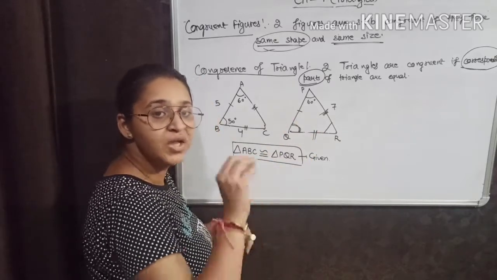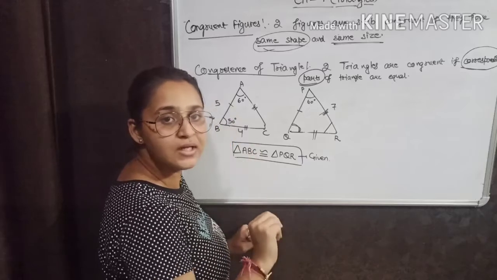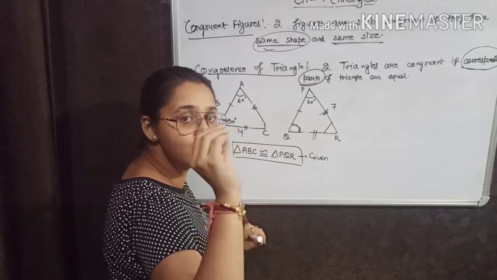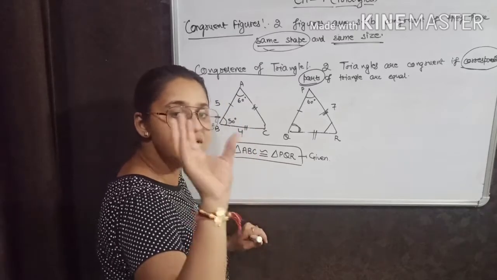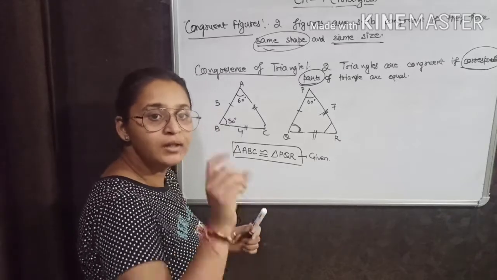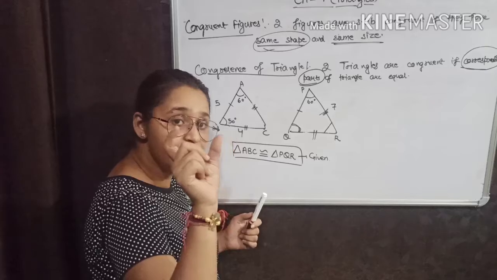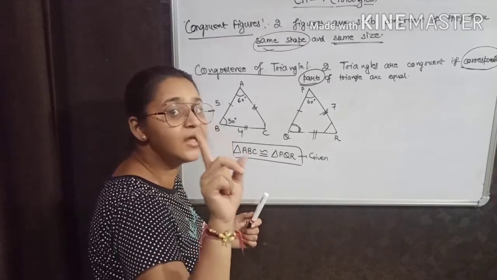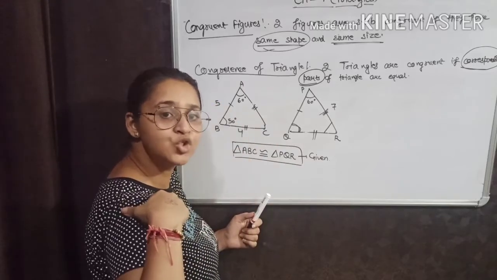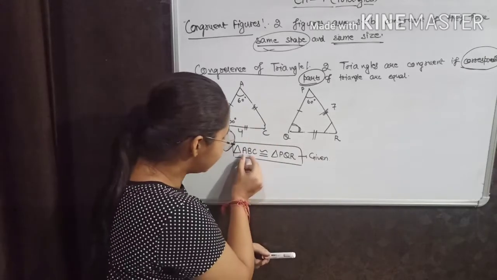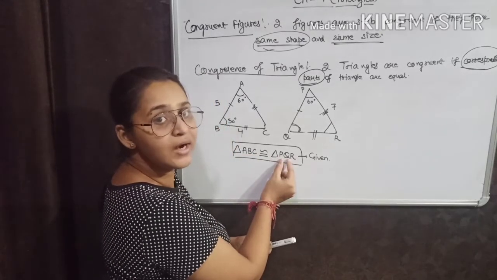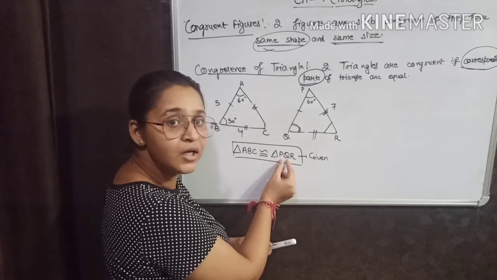First of all, see that whenever it is given that two triangles are congruent, we know that if two triangles are congruent, it means all of the 6 corresponding parts will be equal. This is the first thing that we know. Now, what are the corresponding parts? From the name of the triangle that is given, we will write the corresponding parts. We cannot write corresponding parts by our own choice. If here it is AB, then the corresponding side will be PQ only. I cannot write QR or I cannot write QS.